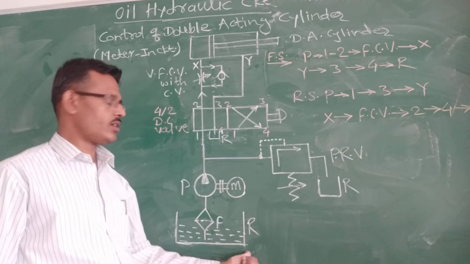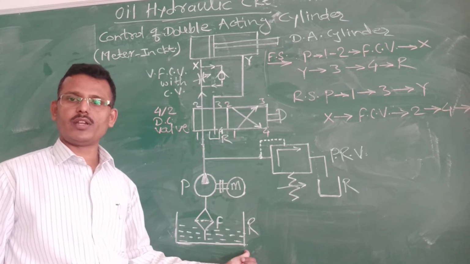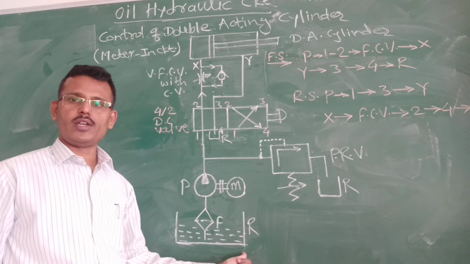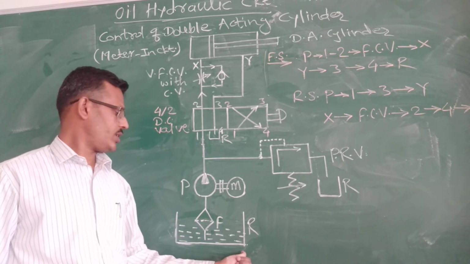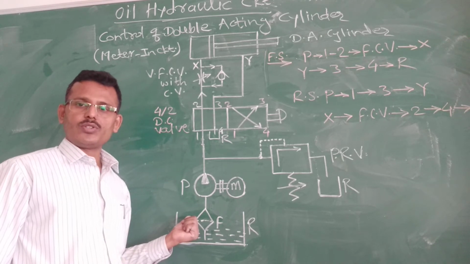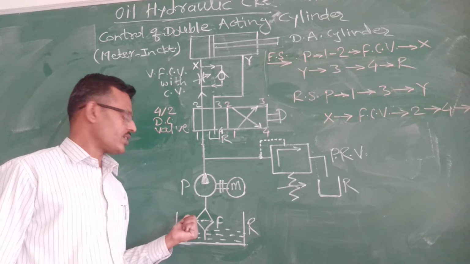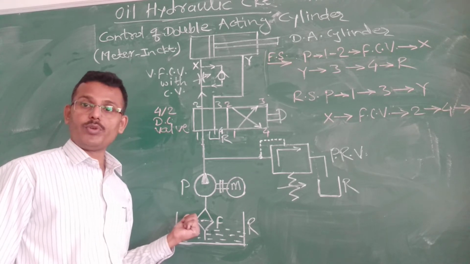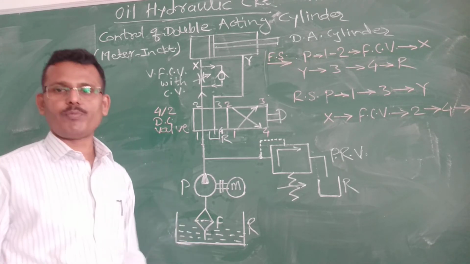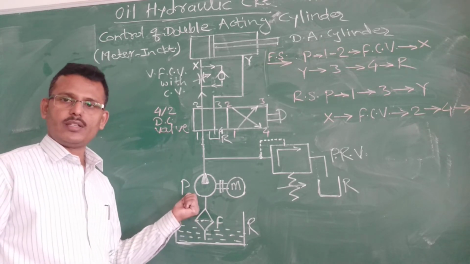The first component of this hydraulic circuit is the reservoir. The function of the reservoir is to store the oil and to supply the oil to the system. After that, the next component is the filter. There are different types of filters available in the market. The function of the filter is to remove the impurities from the oil and to supply pure oil to the system. The next component is the pump.